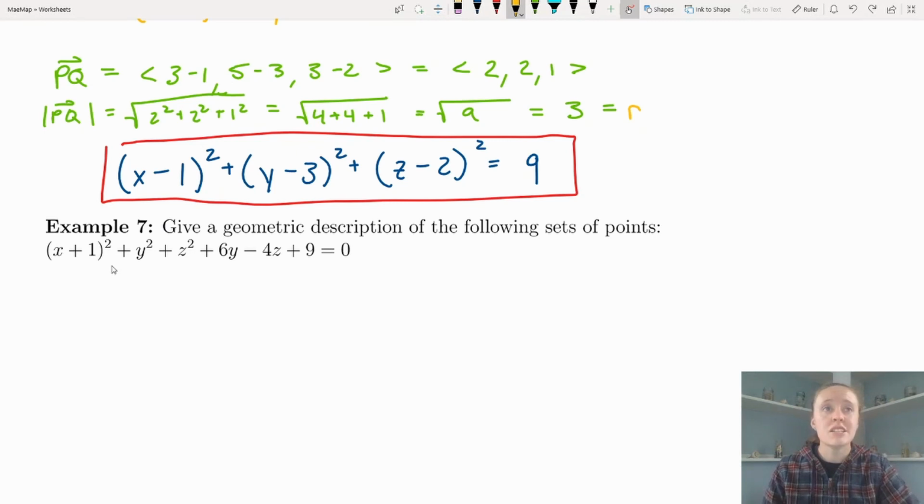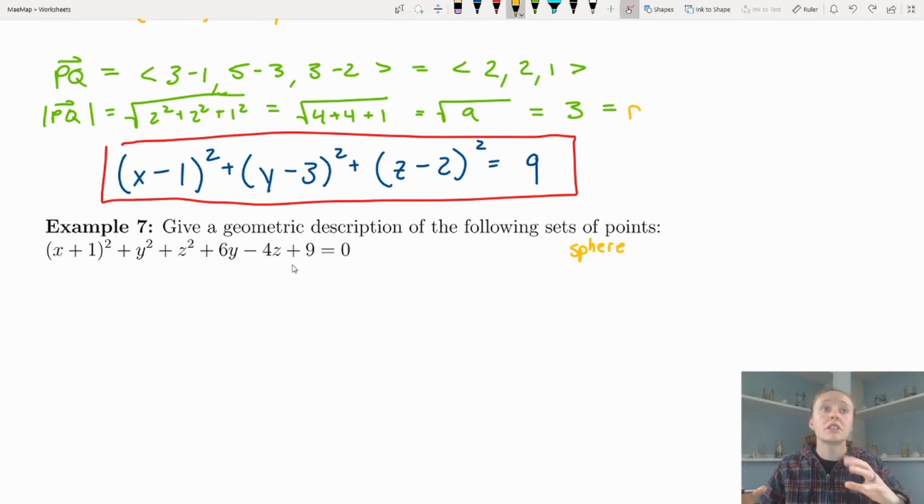In example 7, it says to give a geometric description of the following set of points. Now, just as a hint, since we're working in the spheres part of this worksheet, this is either going to be a sphere or a ball. But I have an equation, so I know that I'm going to have some sphere. However, in order to give that geometric description, I need to know what it's centered at, and I need to know its radius, which I cannot easily tell from this equation.